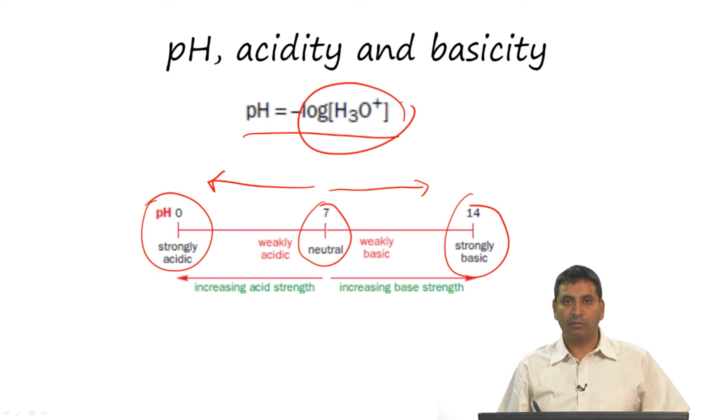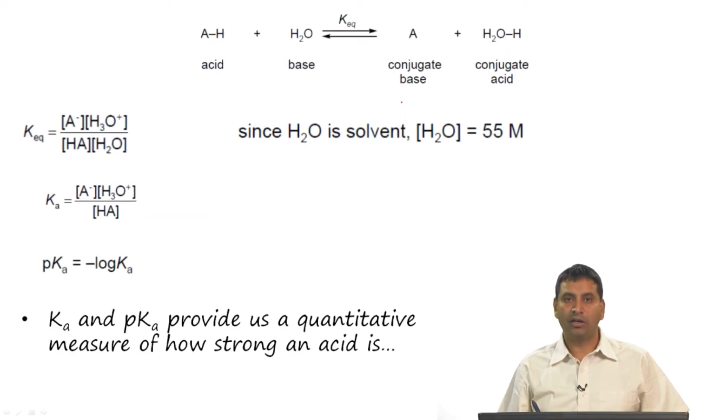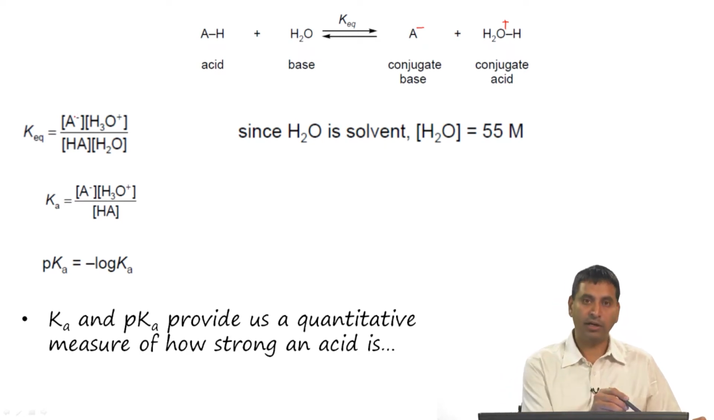With that background, now let us look at what pKa is. If I take an acid HA or AH and dissolve it in water, we can write an equilibrium such as this, where the conjugate base is A minus and the conjugate acid is H3O plus. Now, the equilibrium constant would be the concentration of A minus multiplied by the concentration of H3O plus divided by the concentration of HA times H2O.